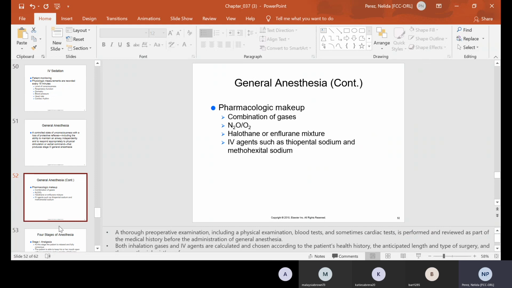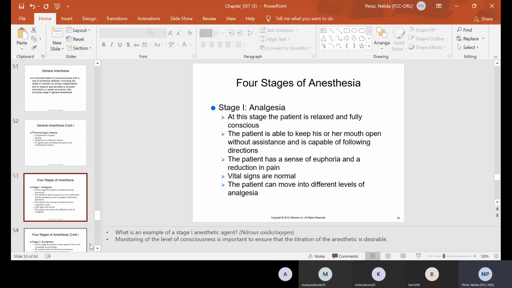Now, pharmacological makeup, that's a combination of gases. That's your nitrous and oxygen, okay? It could be halothane or enflurane mixture, IV agents such as thiopental sodium or methohexital sodium. So it could be any of that.